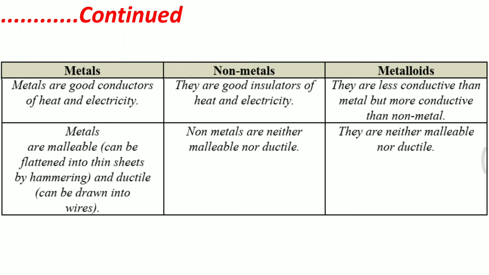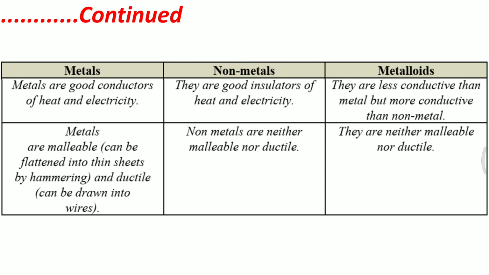Now you can see that metals are good conductors of heat and electricity, while the non-metals are good insulators of heat and electricity. So the non-metals cannot conduct electricity and heat as well. But in case of metalloids, they are less conductive than metal but more conductive than non-metal. So metalloids are the intermediate state of the metals and non-metals.